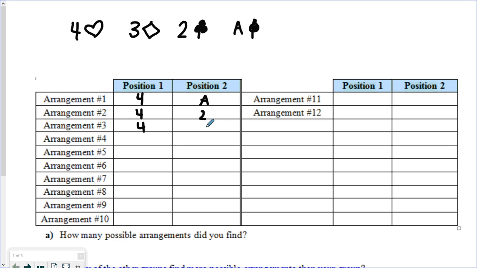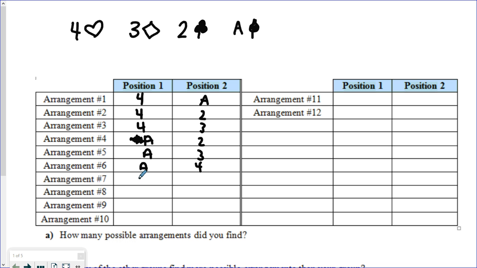Or in arrangement 2, I could keep my 4 in the first position and now have the 2 there. Keep my 4 in the first position, have the 3. Oh, I can't do that. We have to change this to a 1 with a weird cloud in front of it. If I put my ace in the first position, now I could have my 2 in the second position. If I put my ace in the first position, I could have my 3 in the second position. My ace could have my 4.